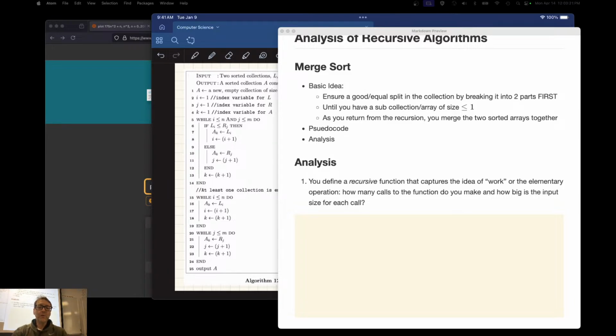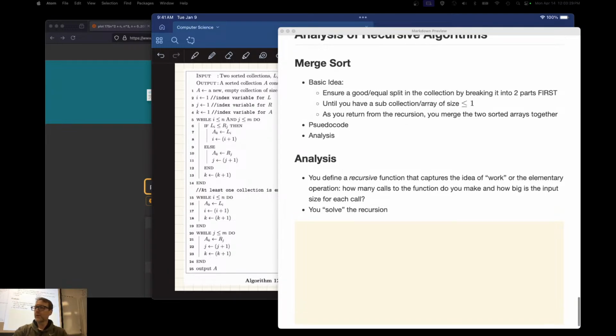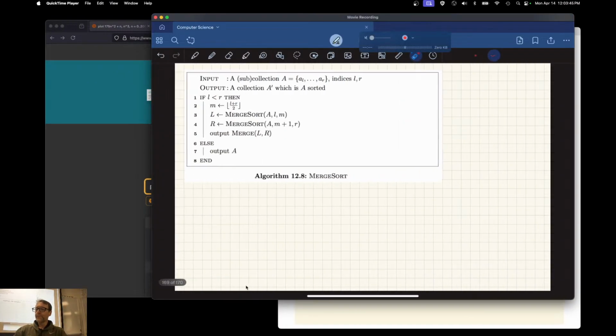Then you solve the recursion. I'm not going to number them, 1, 2, I'll just bullet point them. There we go. Bullet points are better. You solve the recursion, or, better yet, use a tool. I'll talk about what that tool is in a second. For now, let's come over here to this pseudocode.